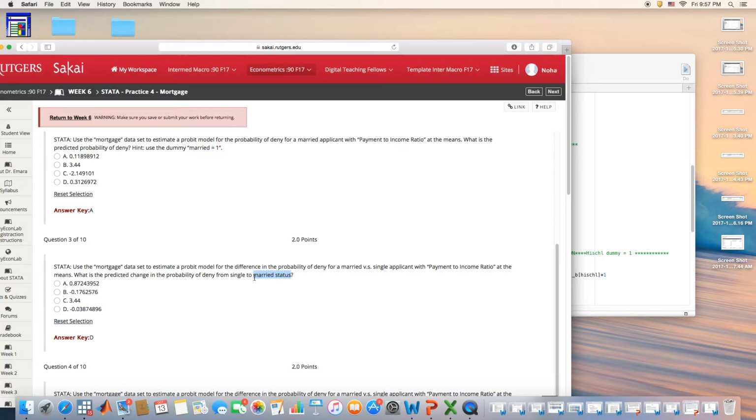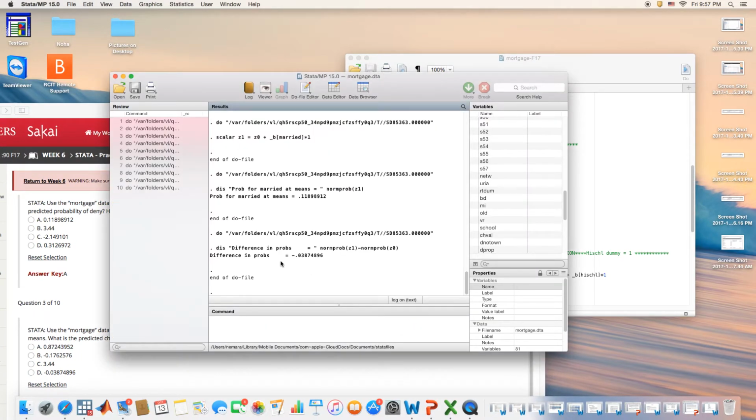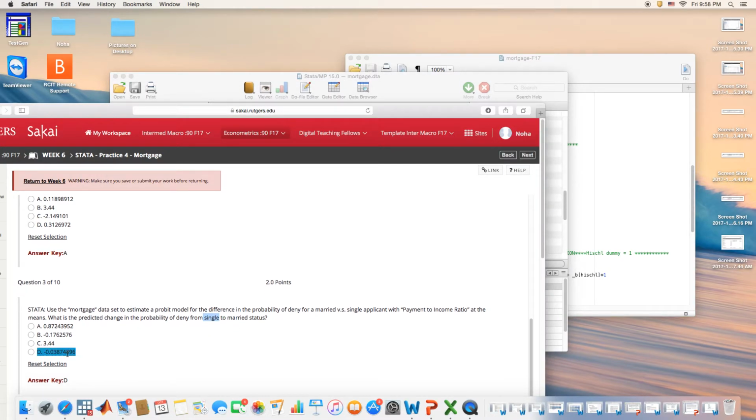You would expect this number to be smaller than this number, so the answer, which is the difference between these two, from being single to married, would have a negative sign, right? So the drop in the probability would be the difference in these two. The difference would be a drop from single to married by about 3.87%. So the answer is right here, D.